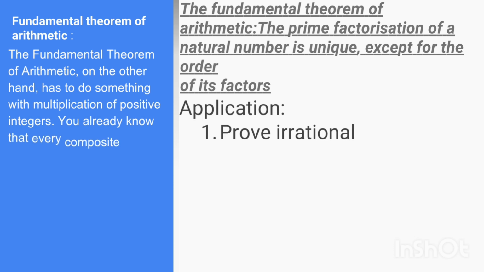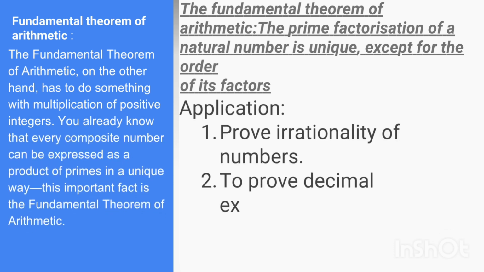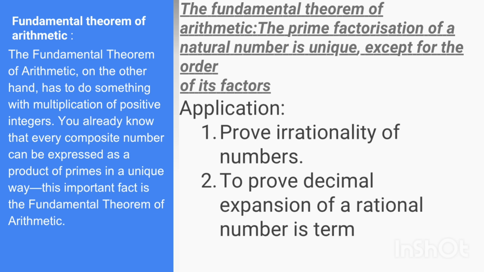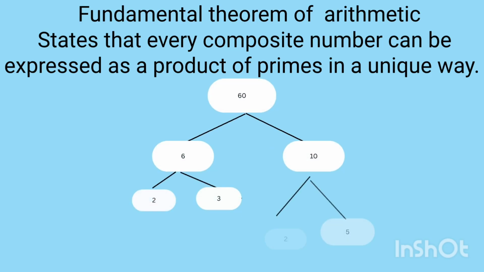Now comes fundamental theorem of arithmetic. This theorem states that every composite number can be expressed as a product of prime numbers in a unique way. For example, 60 can be written as 2 multiplied by 2 multiplied by 3 multiplied by 5. This theorem helps in finding HCF, LCM and proving irrational numbers.